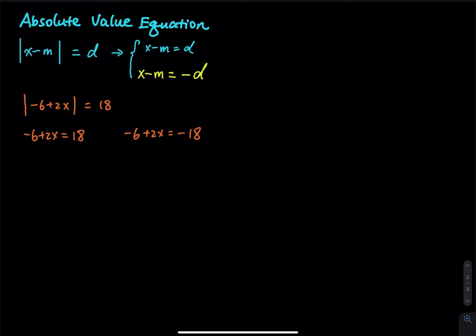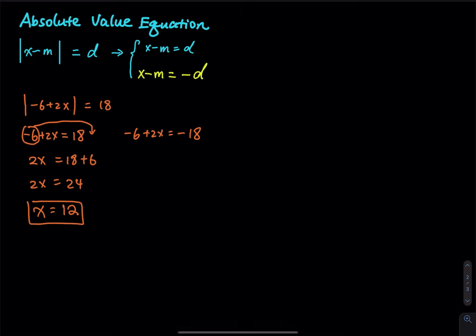So this is 2x equals 18 plus 6. You move the negative to the other side, that becomes positive, or you add 6 on both sides. So we have 2x equals 24. And then you divide both sides by 2. So 2x divided by 2 is x, and 24 divided by 2 is 12. So this is my first solution.